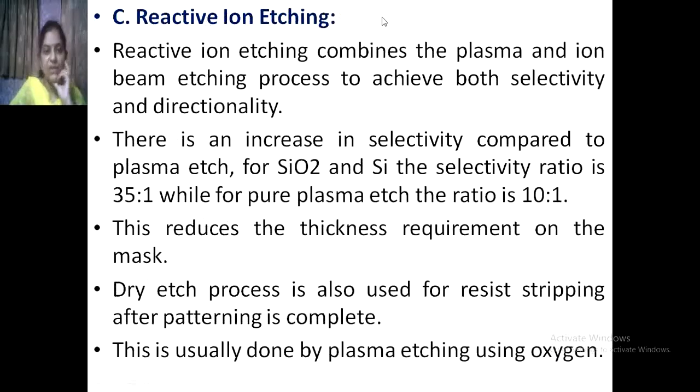Then the third method is reactive ion etching. Reactive ion etching combines the plasma and ion beam etching processes to achieve both selectivity and directionality.